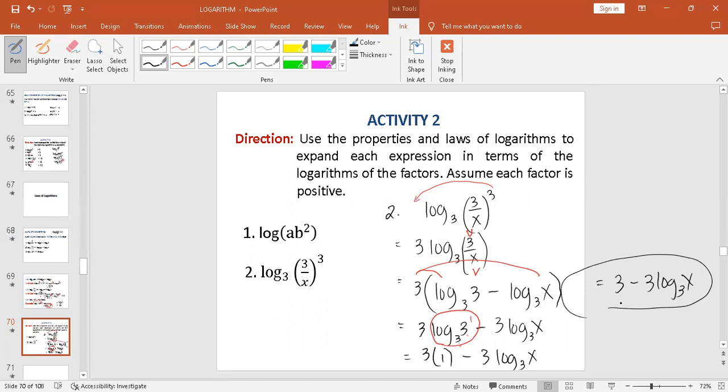Okay, after nating mag-expand, kasi di ba we are asked to expand. After nating mag-expand, try to simplify if possible yung expanded form. So ito na yung ginawa natin. Alright? So that's how we expand logarithmic expressions.